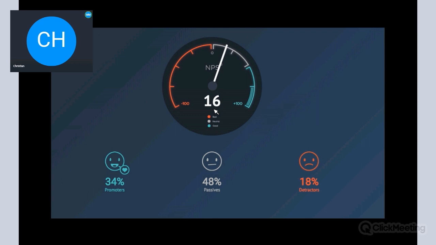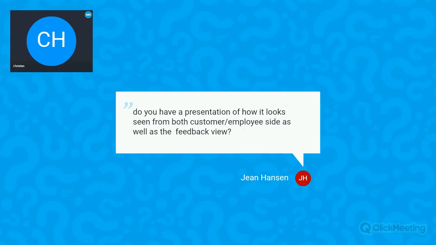Excellent, good. So we have another question here, which I guess relates to what we've already spoken about and what you've offered. That's Sean Hansen asking again: do you have a presentation of how it looks seen from both customer and employee side, as well as the feedback view? So please help me here, Michael. So he means the dashboard, how the data is presented? No, I think it's, so let's say you're an employee and now you get the request to provide feedback. What does that exactly look like?